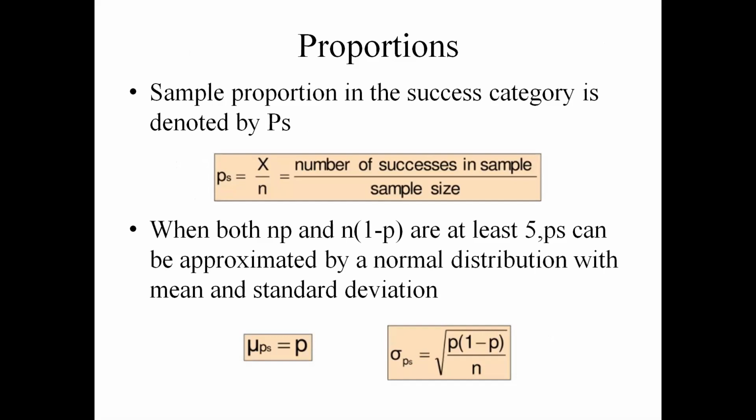The sample proportion in the success category is denoted by PS. PS is the ratio of the number of successes in a sample to the sample size, denoted by X by N. When both NP and N into 1 minus P are at least 5, PS can be approximated by a normal distribution with a mean and standard deviation. Mu PS is equal to P and sigma PS is equal to the root of P into 1 minus P divided by N.